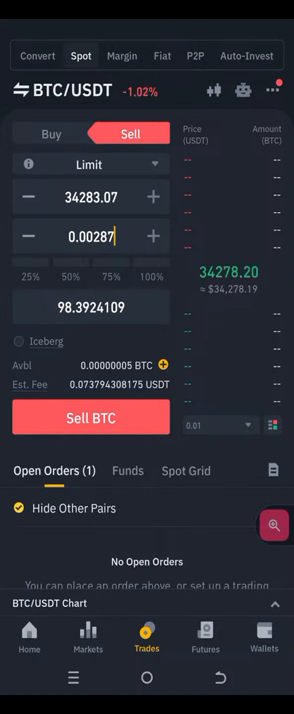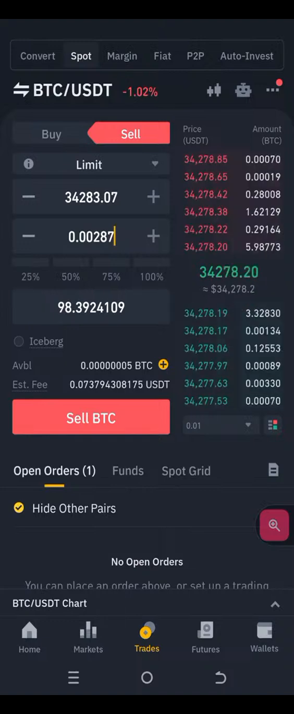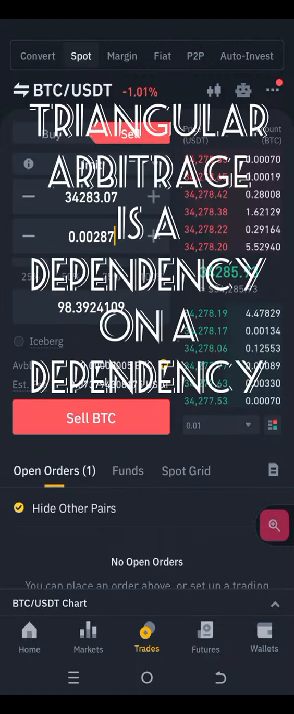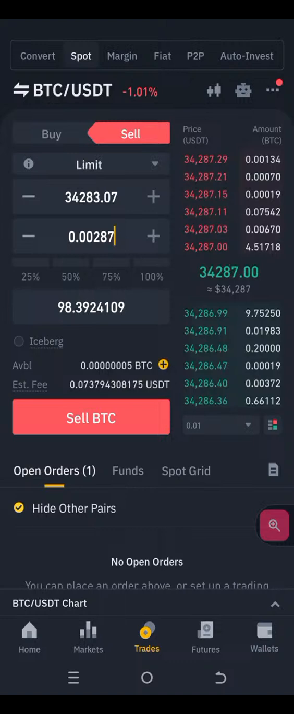Now, let me tell you something about triangular arbitrage. It's a dependency on a dependency. Okay? You have to understand the pros and cons of triangular arbitrage. The pros and cons include the fact that you'll have to wait to get a signal, and then when you get that signal, you have to do what I call a deep dive simulation. Two things. It depends on whether you're able to make profit instantly or immediately, or at least within the next 4 to 6 hours.